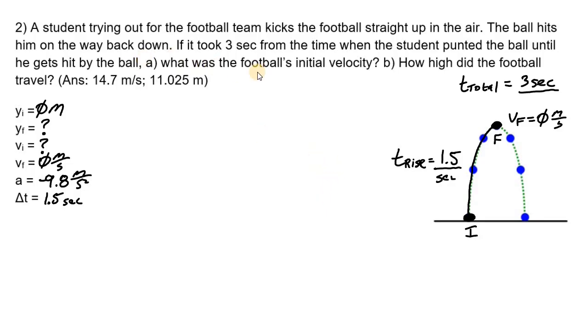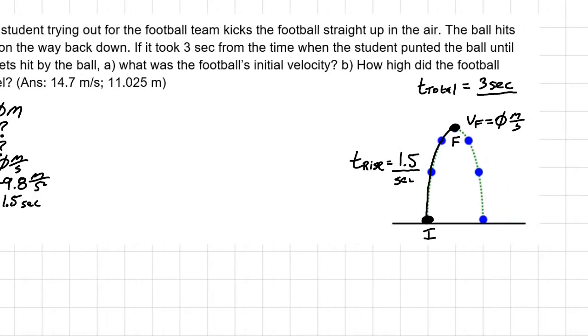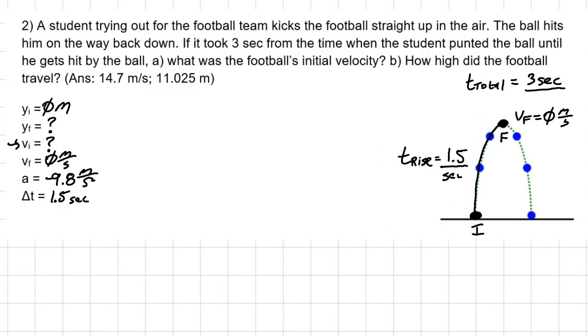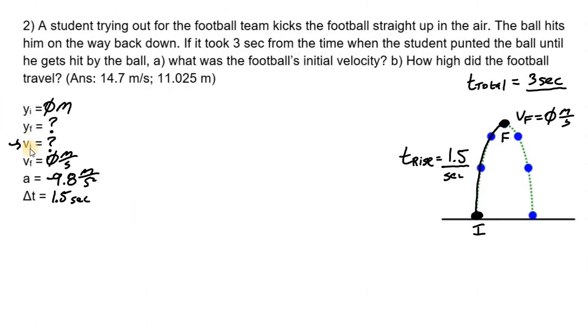I know that the first question is asking for the initial velocity, but let's find out how high the football traveled. If we're trying to find how high it traveled, we're going to say that the initial velocity, the VI, is the variable that we don't care about. We're looking for the final height, right? So what we want to do is cancel out all the equations that have to do with initial velocity.